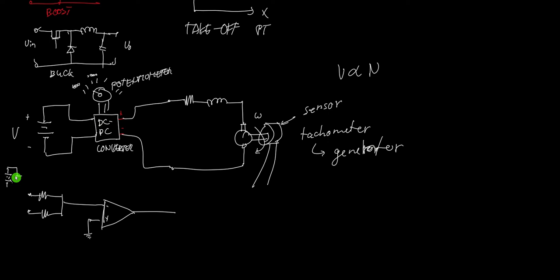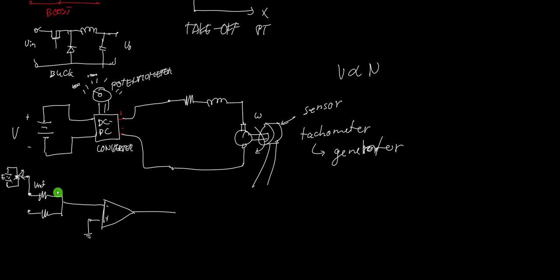Then I have here the potentiometer. This voltage is connected to this one, positive. So by adjusting this potentiometer, the voltage will also adjust. So if you have a voltage here, let's call this one V ref. This is our reference now.